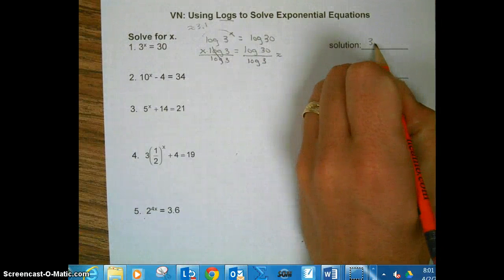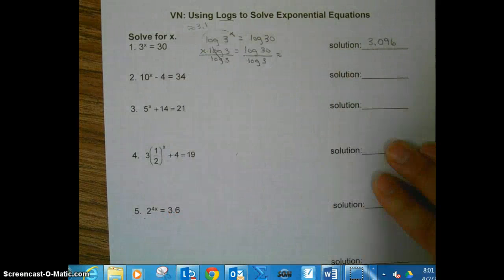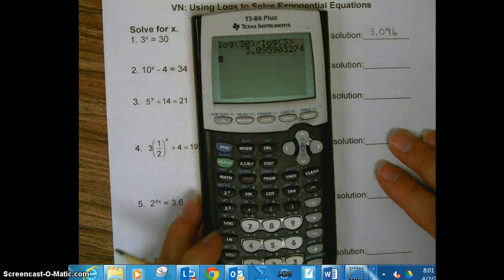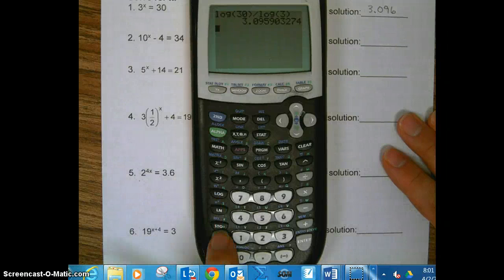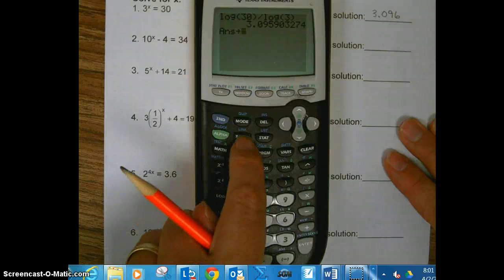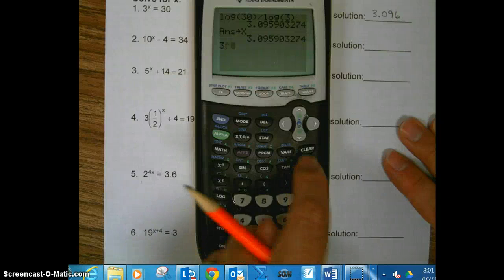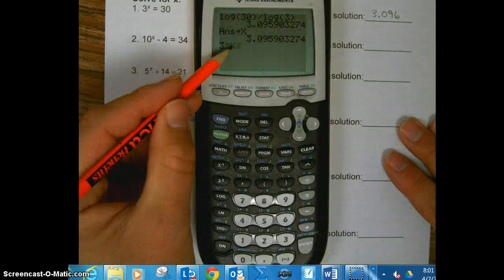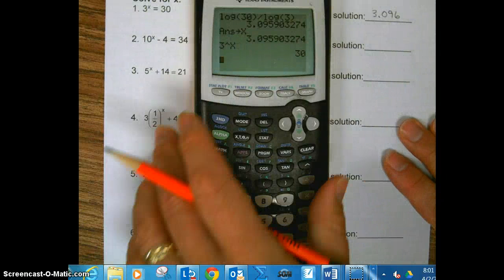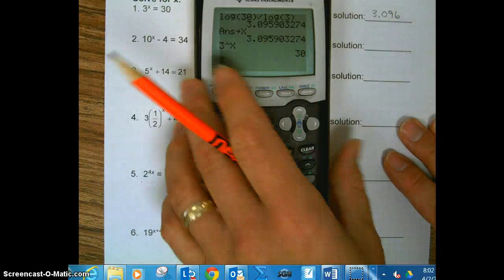So 3.095, and I'm going to round it to 3 decimal places. Okay, let's plug that in. Actually, if you want to plug this whole decimal in, I would recommend pressing store. Let's store the answer as x. Then we could do 3 raised to the x power. Remember, x represents this number now. We stored it, and we get 30. If we had rounded it, it would have been an approximate answer.